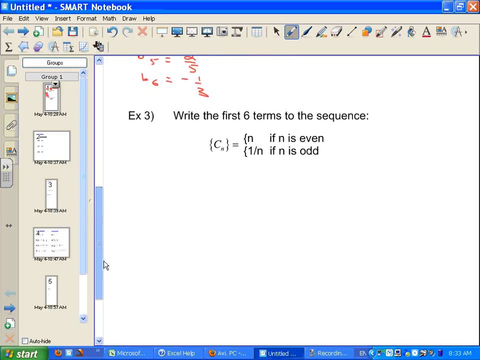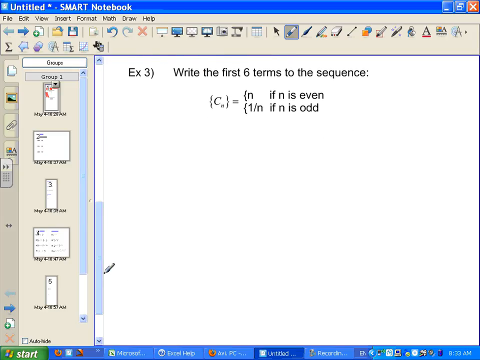All right, this is kind of a weird one. I don't even know that I do this in the homework, but I threw it on here just in case it shows up somewhere. I know I don't do it on a quiz, but where you have like an if statement. It's almost like those piecewise functions that we did. All right, so if I want to find the first 6 terms of this one, it's going to be n if n is even, and it's going to be 1 over n if n is odd.